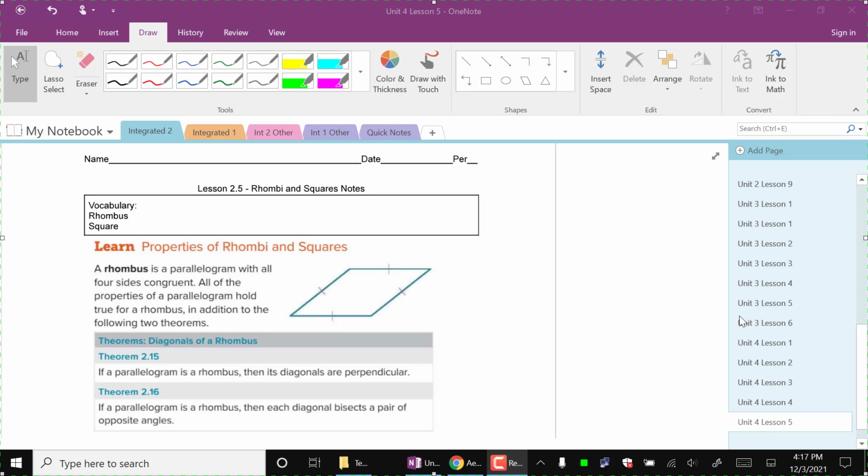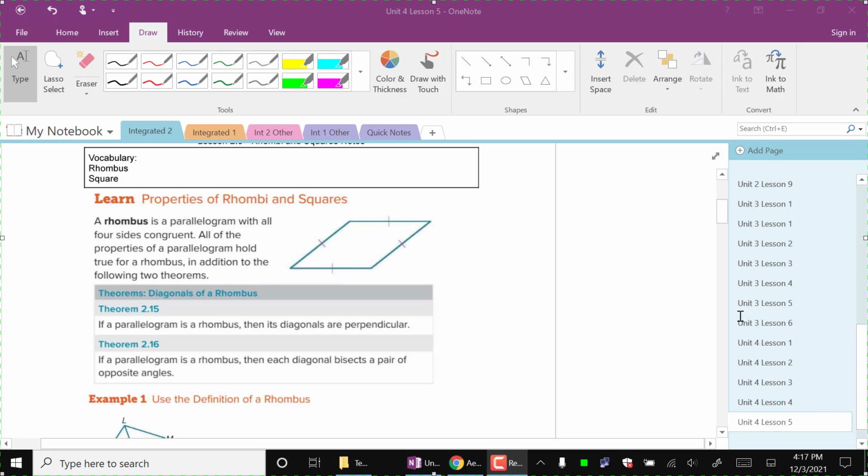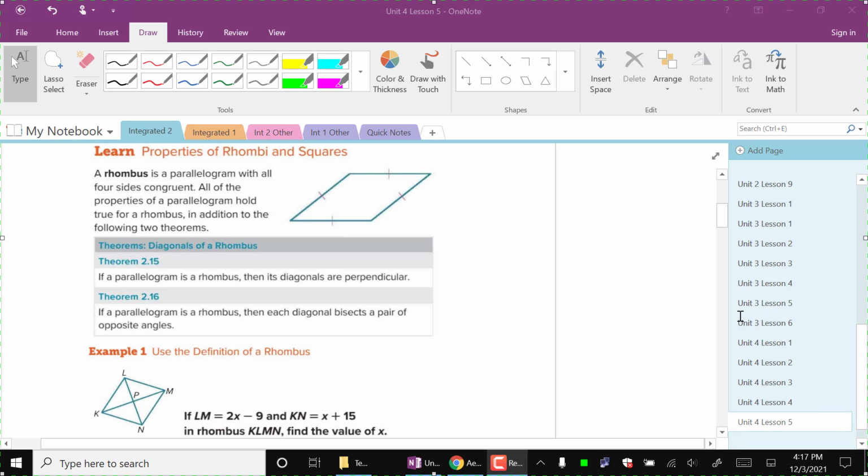Unit 4, Lesson 5. So that's what we're going to be covering today. We have 2 vocabulary words. Make sure you look at your vocabulary sheet for the definition for both of those words. So we're going to start off with properties of a rhombus and a square. A rhombus is a parallelogram with all 4 sides congruent. All of the properties of a parallelogram hold true for a rhombus in addition to the following 2 theorems. So we got theorem 2.5 and theorem 2.6.